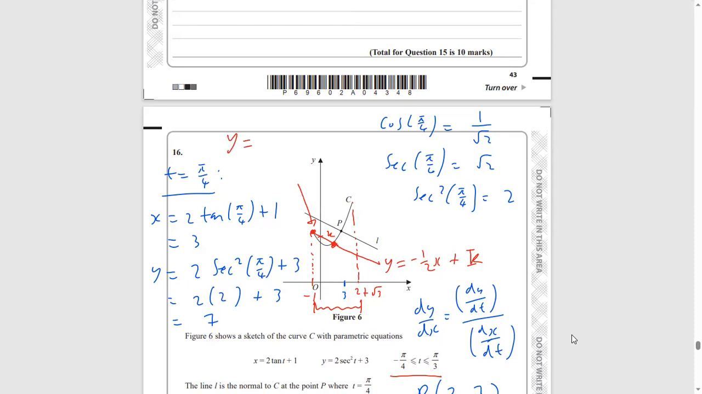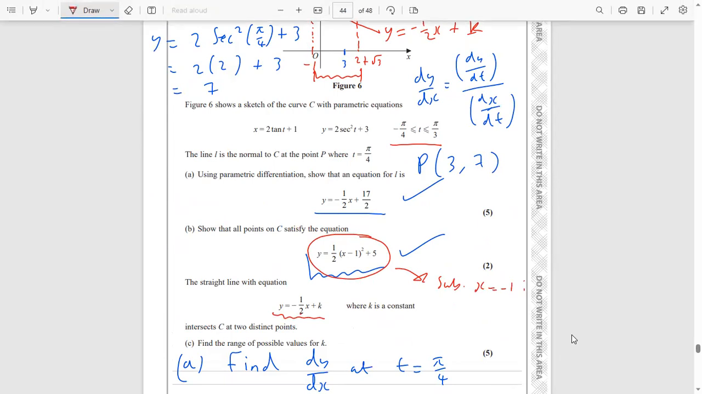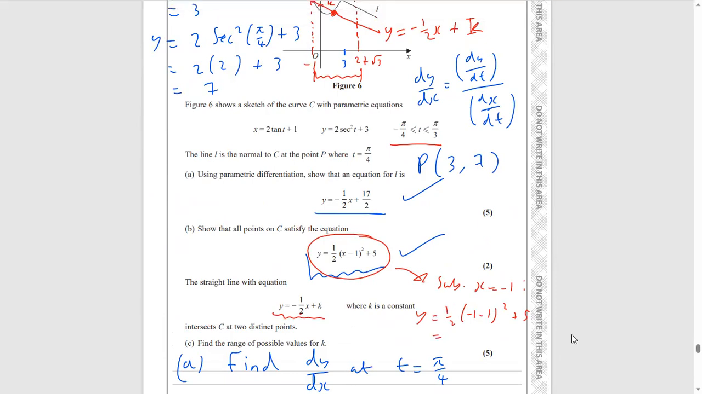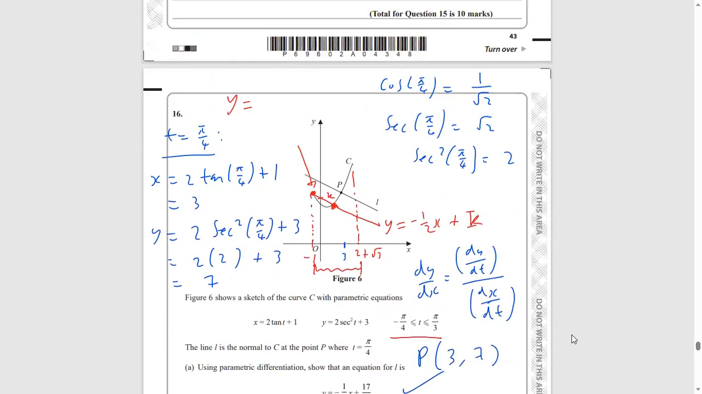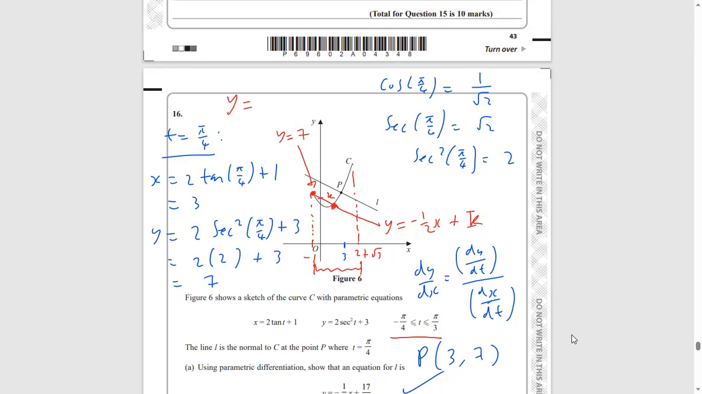So y is going to be equal to what we get when we plug in x equals minus 1 into our Cartesian equation. So we just sub in x equals minus 1 into that. We get y equals a half times minus 1 minus 1 squared plus 5. So minus 1 take away 1 is minus 2. Minus 2 all squared gives us 4. Half of 4 is 2. That gives us 7. So in fact, it was 7. So this y coordinate there is going to be 7. So y equals 7 there.